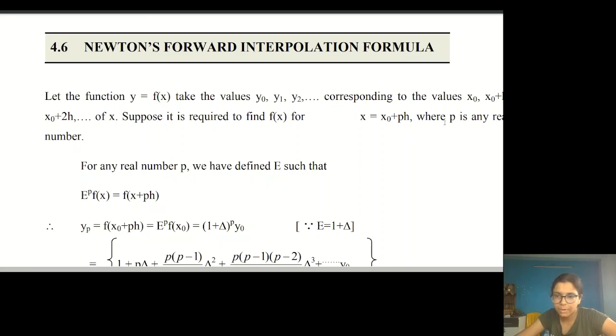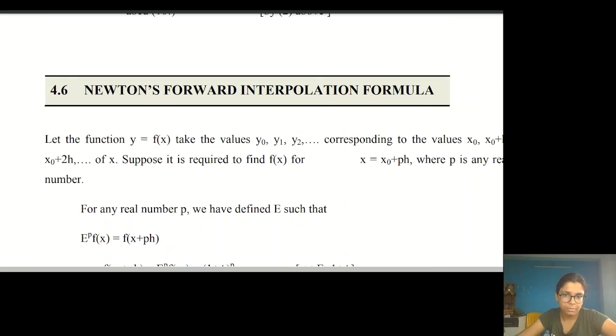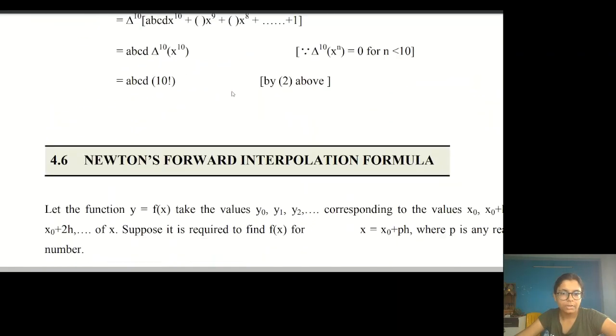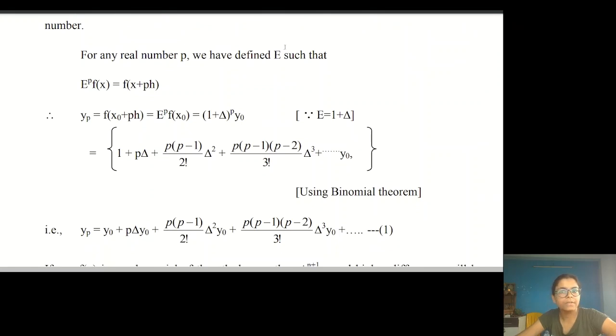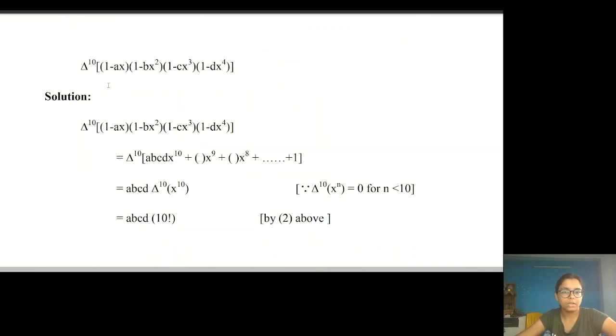Now what is p? It is the same as n, which we declared in the last video. p is any real number. For any real number p, we have defined E, our shift operator. So E to the power p f(x) is equal to f(x plus ph). We did this in the central difference, where the shift operator was written in the same manner.